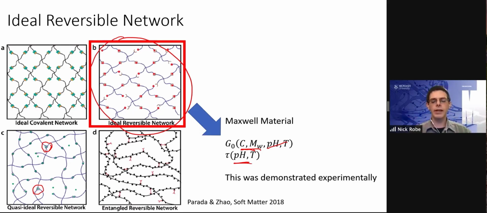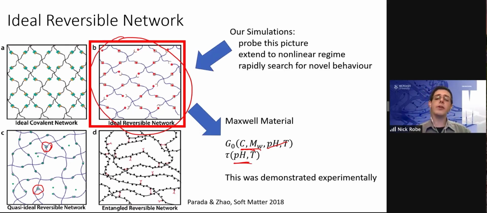macroscopic and microscopic behavior. What we can do in our simulations is we can probe this picture. Experimentalists have proposed this model to interpret what's going on in their systems, but we can actually visualize it directly by simulating these molecules and seeing what they're doing. Once we have a good emulation of this process, then we can extend our simulation into regimes where this simple model becomes difficult to describe, in nonlinear flow and things like this. Furthermore, then we can rapidly search this space for new behaviors without having to do exhaustive numbers of experiments.